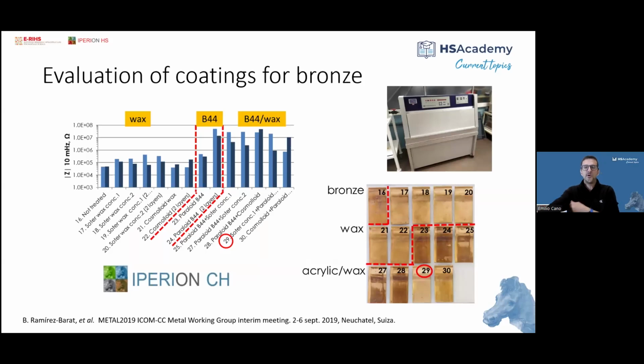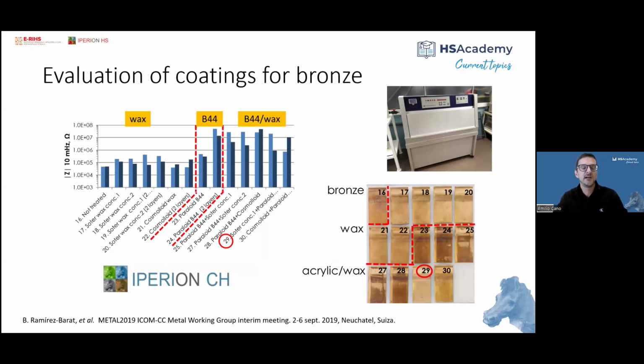This is another example, another work we did. This one was made within the Hyperion CH project. The previous one of Hyperion CH was done in collaboration with many other groups. In this case, we made this test on bronze coupons to which different coatings were applied and were artificially aged, and we tested the behavior of these coatings.